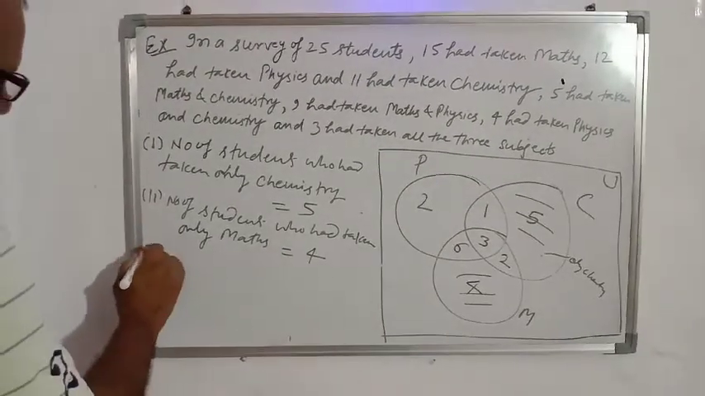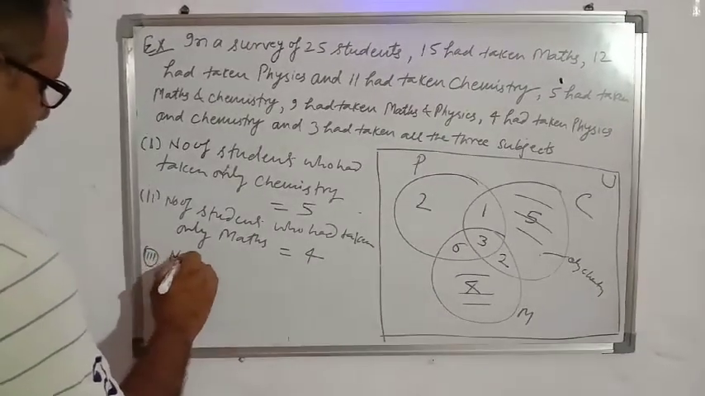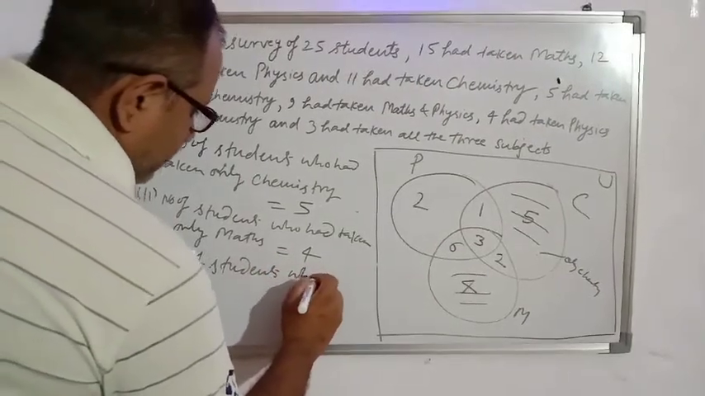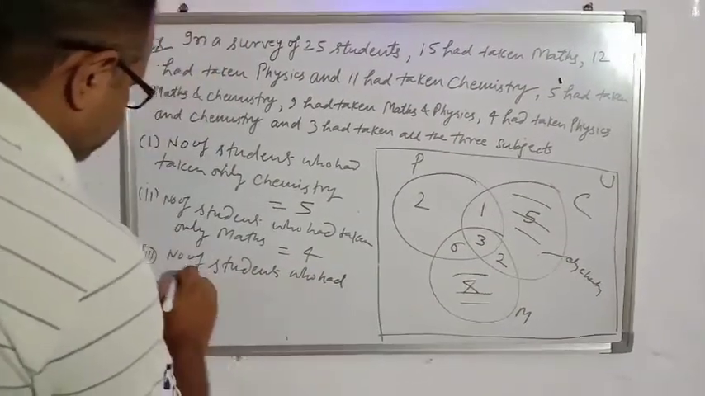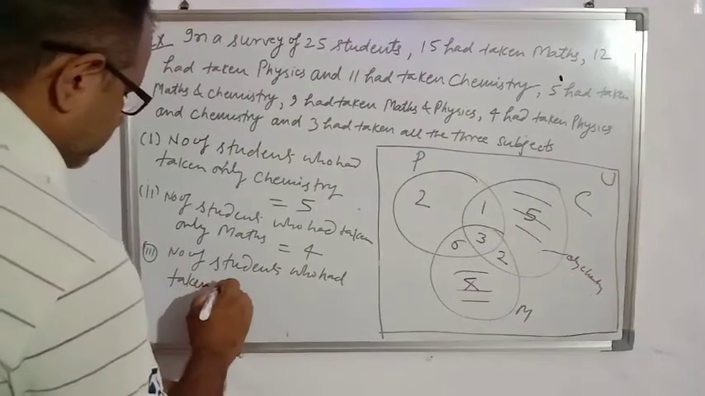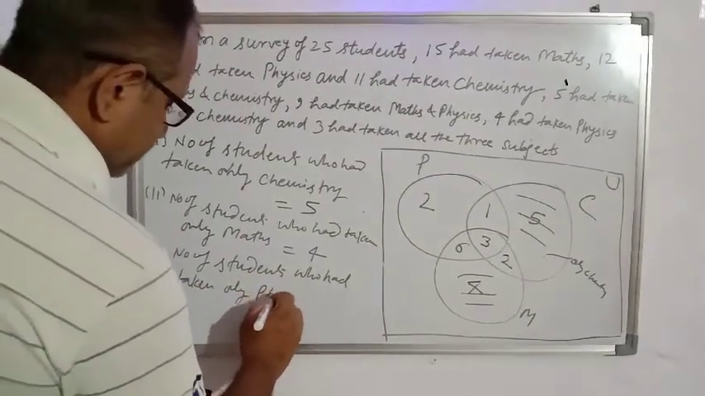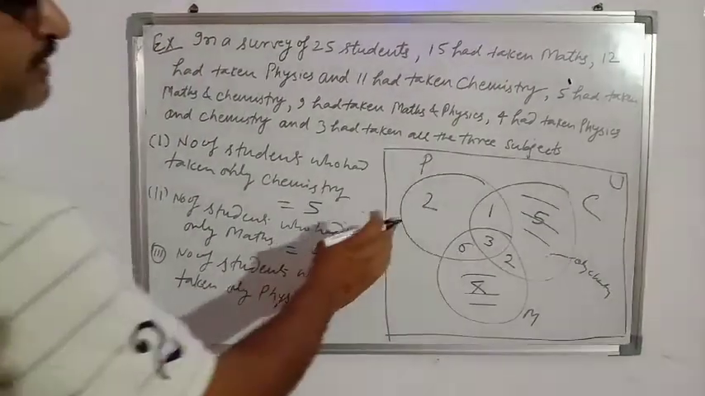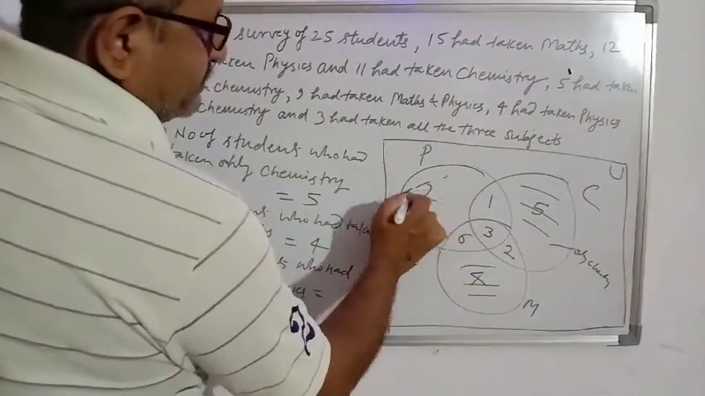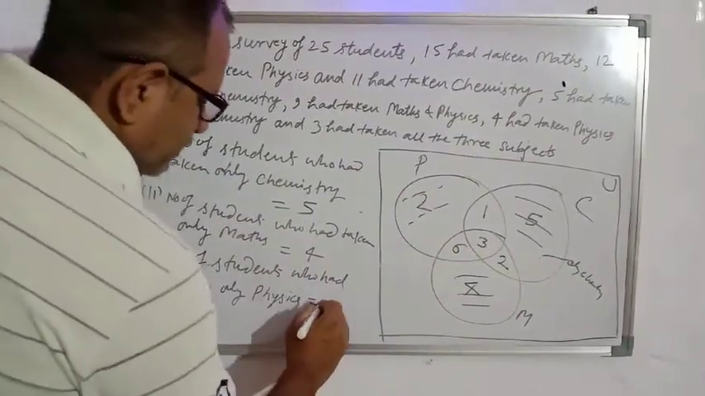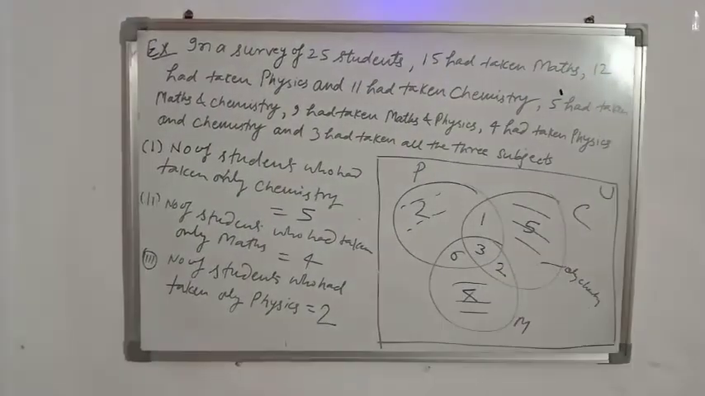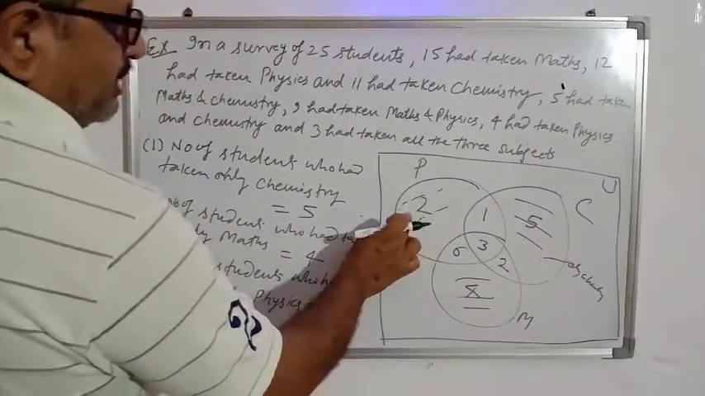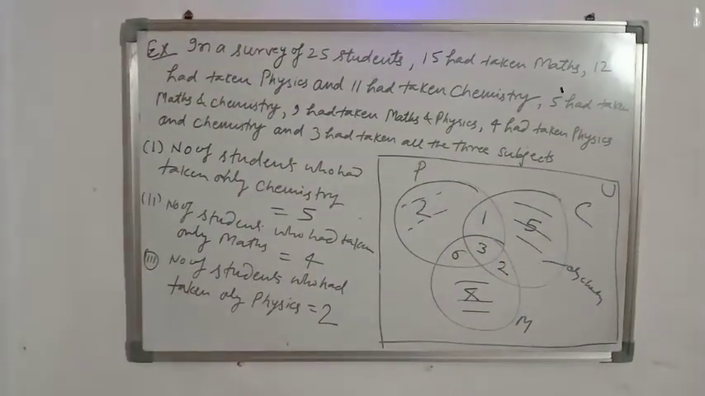And third part, number of students who had taken only physics. Only physics is this portion. So how many students are there? 2 students. So 3 parts over. Number of students who had taken only chemistry 5, only math 4, only physics 2. Now fourth part.